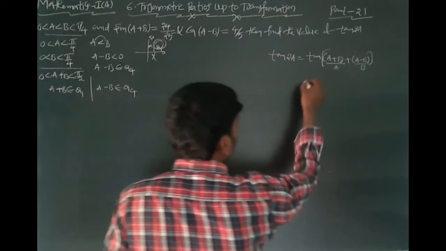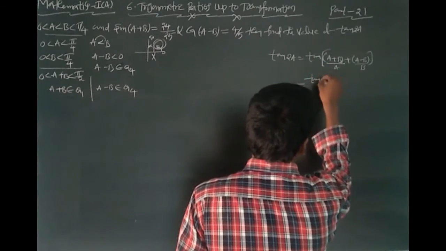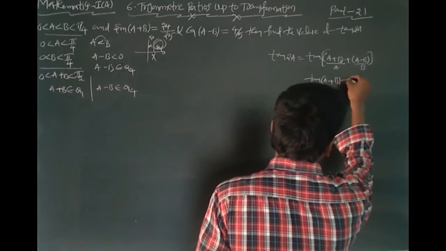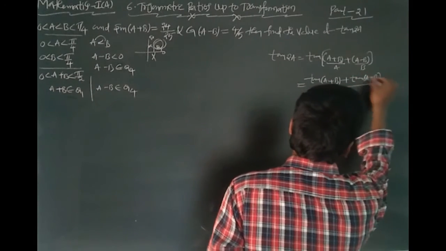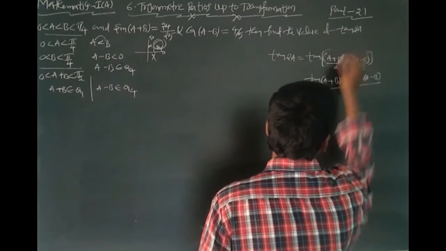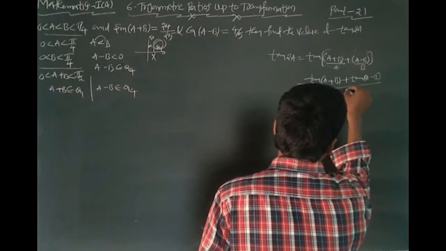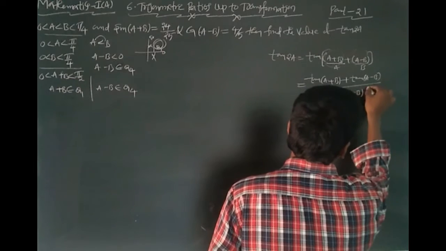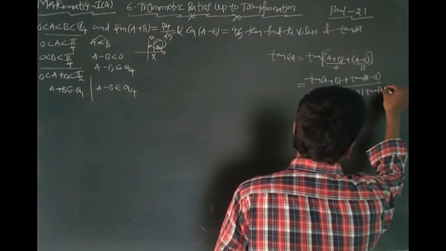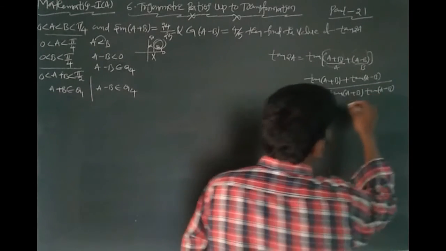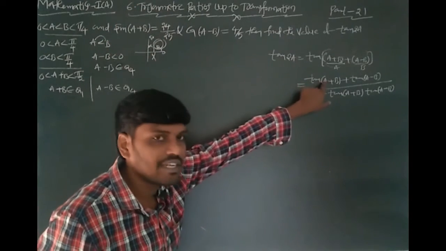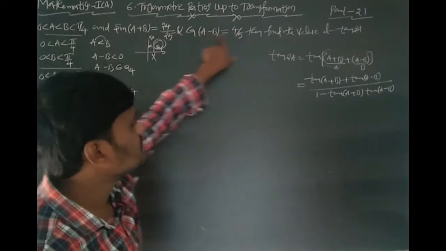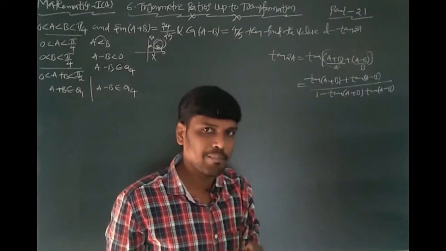Here you can write the tan of a plus b formula: tan a plus b plus tan a minus b, where the total is a and this one is b, divided by 1 minus tan a plus b into tan a minus b. You can find tan a plus b by using sin a plus b, and tan a minus b by using cos a minus b.